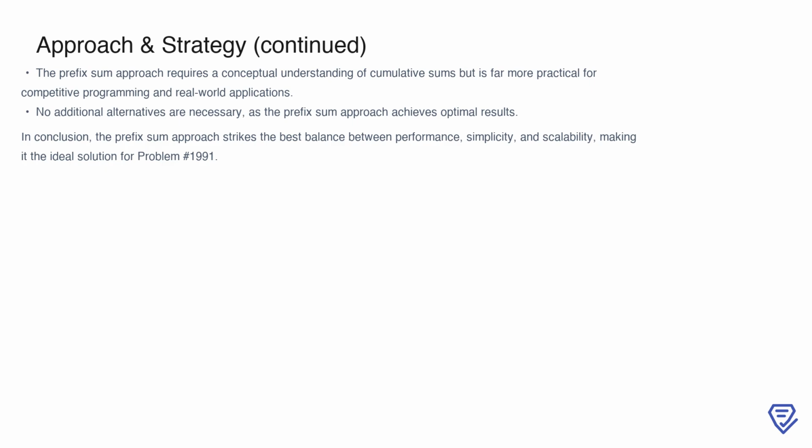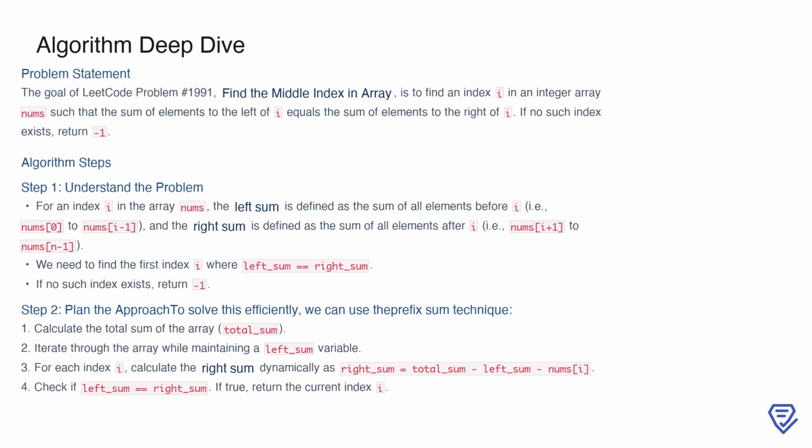This problem asks us to determine a special index in an integer array where the sum of elements to its left equals the sum of elements to its right. This index is called the middle index, and if no such index exists, we return -1. To achieve this, we need to first understand the concept of left and right sums. The left sum at an index is the sum of all elements before it, while the right sum is the sum of all elements after it. Our task is to identify the first index where these two sums are equal.